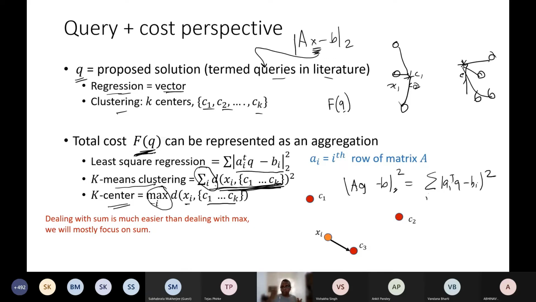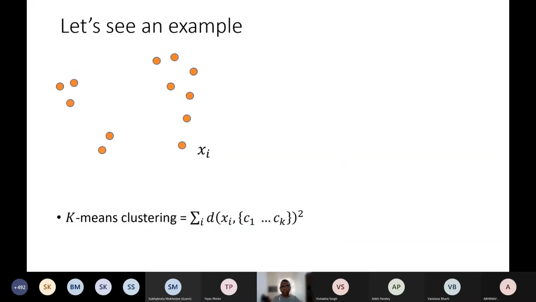The query Q is now the model, the fit, so the coefficients that you're learning. Basically you calculate the loss for every data point. AI is the data point, BI is its target. Calculate the loss for every data point, square the loss, and sum up. So that's the least squares regression. What we will use is this general aggregation framework to capture a bunch of different examples. I sort of jumped ahead.